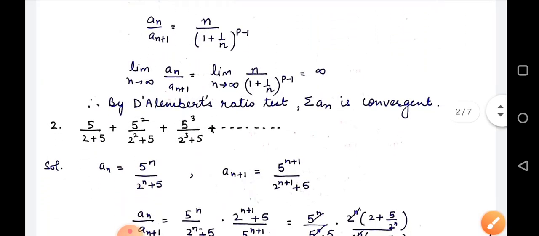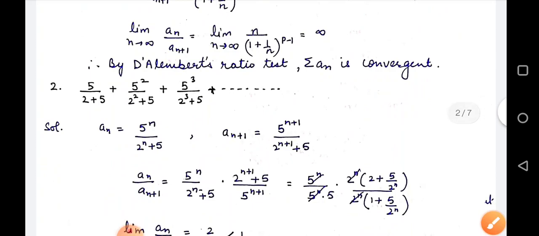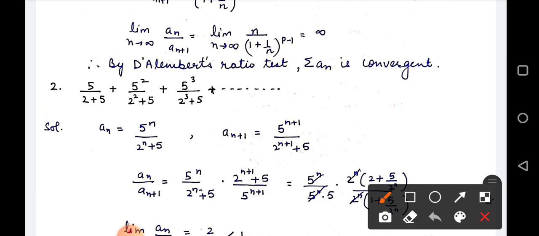Next question. 5 plus 5 upon 2 plus 5, plus 5 square upon 2 square plus 5, plus 5 cube upon 2 cube plus 5, and so on. So let us check for the nth term. First term is 5 to the power 1, second term is 5 to the power 2, third term is 5 to the power 3, fourth term is 5 to the power 4. So the nth term is 5 to the power n.